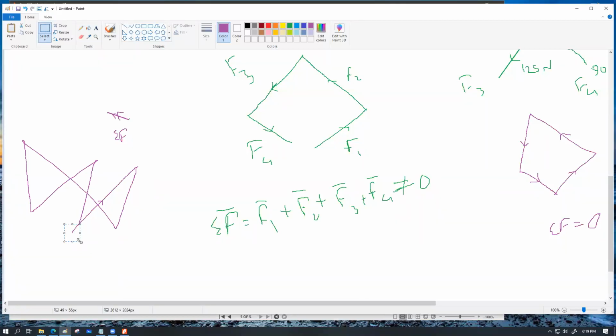Let's say your figure finishes up over here. You can have a vector polygon that looks like this depending on the choice of your vector values one after another. But this is the important bit: if your starting and end points coincide, that means the resultant force is zero. These forces might actually cross across each other.